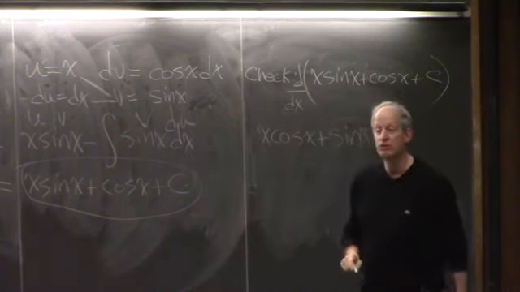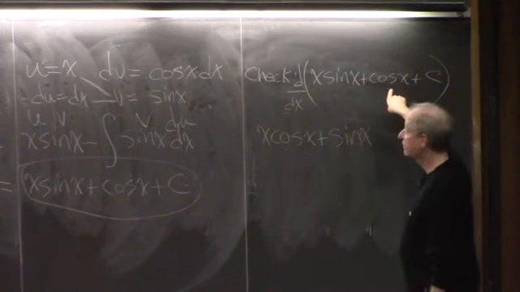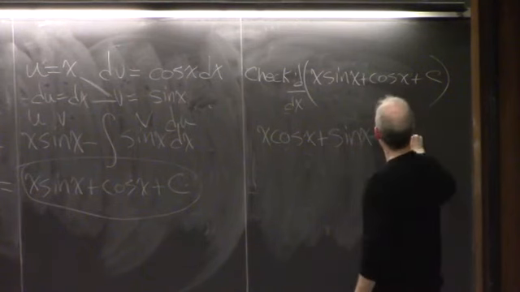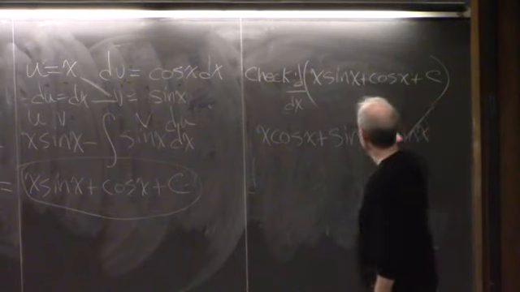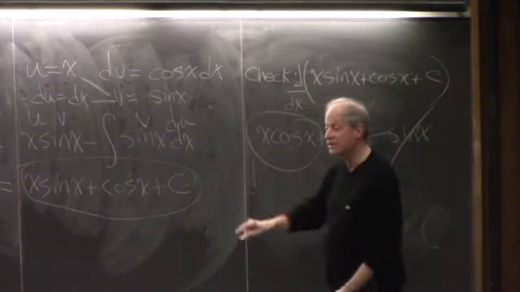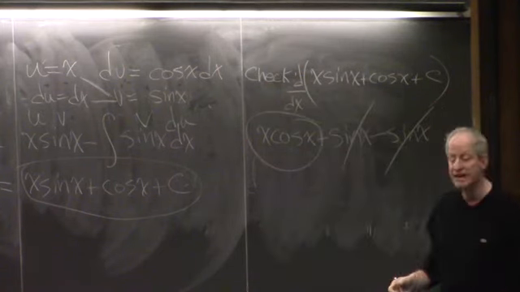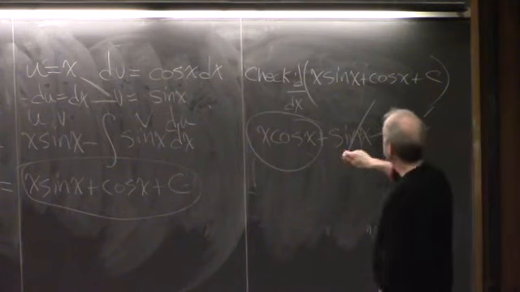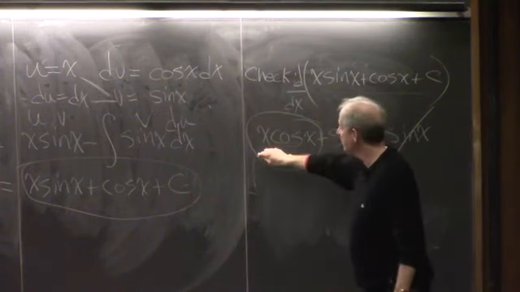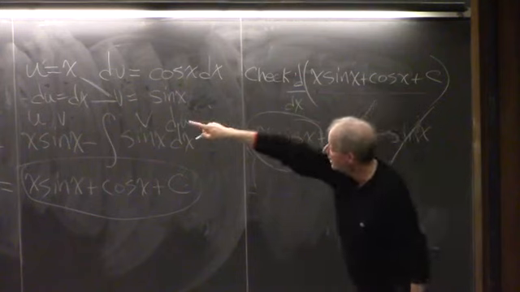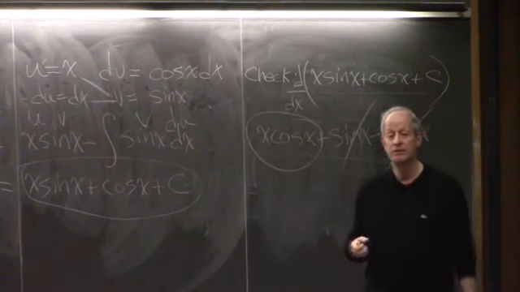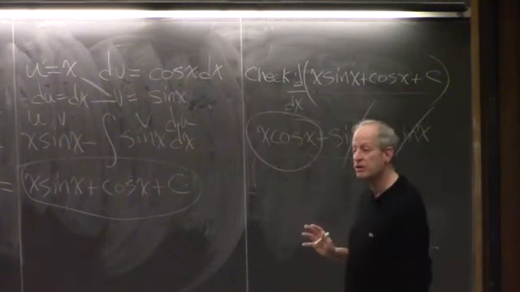This is that annoying product rule. But now I take the derivative of cosine x, minus sine x, and I get what I wanted, because that's inside the integral. So that's how I know I got the right answer. Okay, I got this, and I checked it by taking the derivative, and I said, aha, I got x cosine x. We'll do a bunch of these, don't worry. It's only the first one.